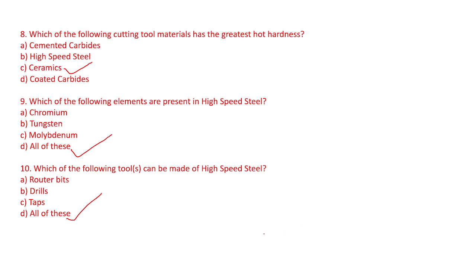Okay. So the basic thing is, if we say the ISO coding, is anyone having any idea on the ISO coding system on tungsten carbide inserts, especially those used in turning? Can anyone explain that?